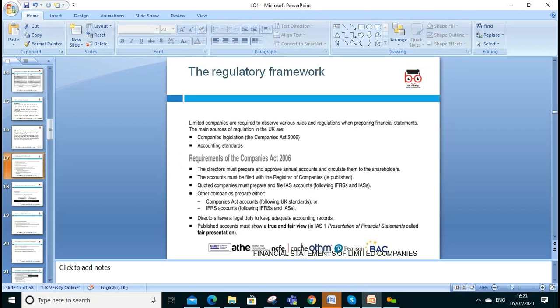So these are called the regulatory framework. The regulatory framework is compulsory for limited companies. If you want to start a business, you can start as a sole trader. What is meant by sole trader? A sole trader is a one-man company, one person is liable, and all the risk and rewards go to one person.